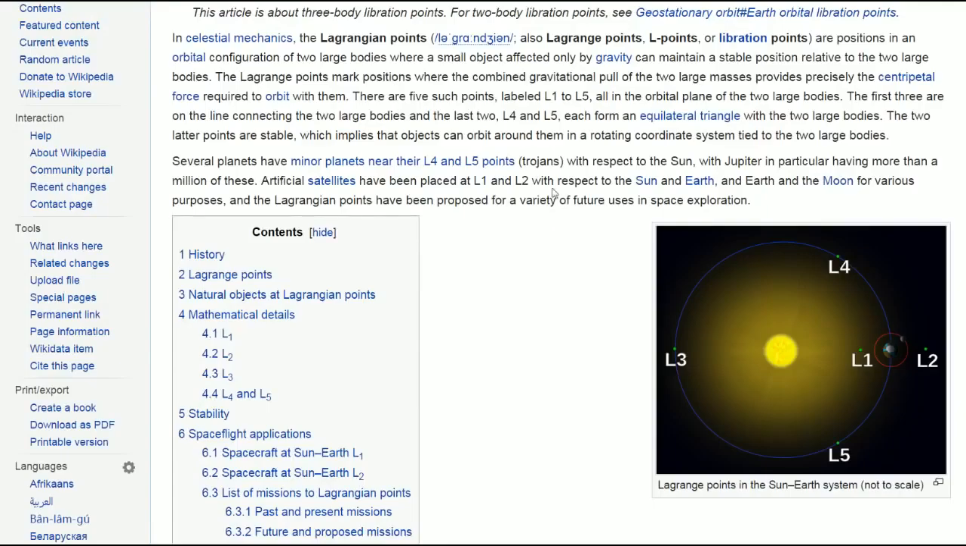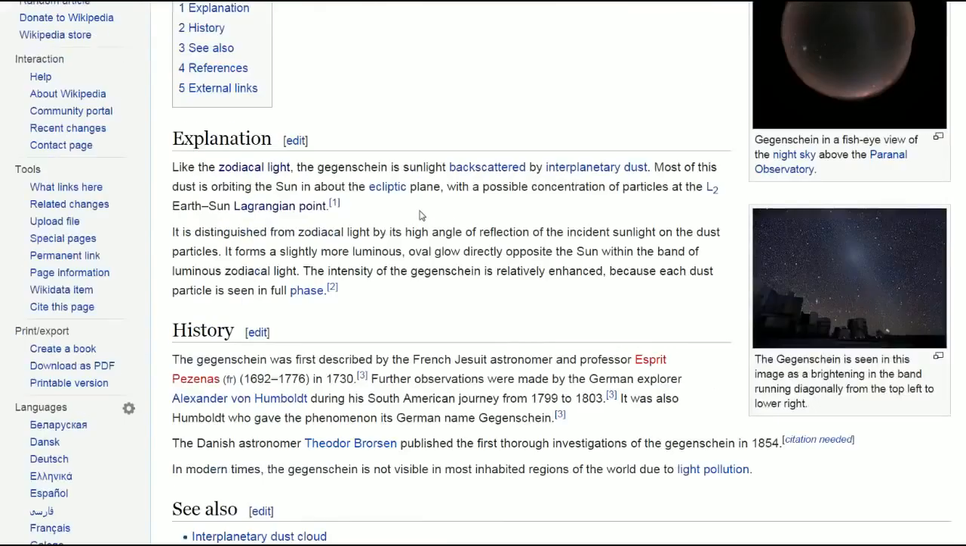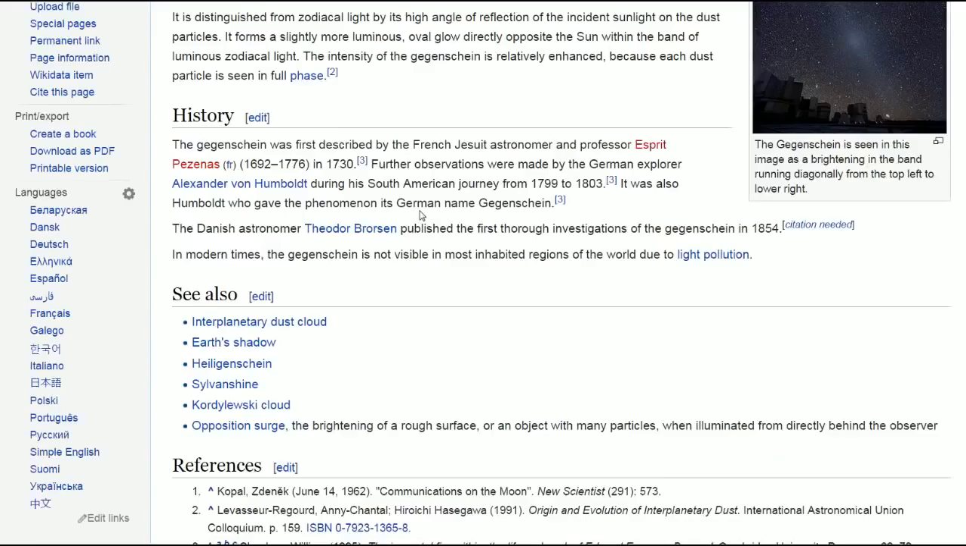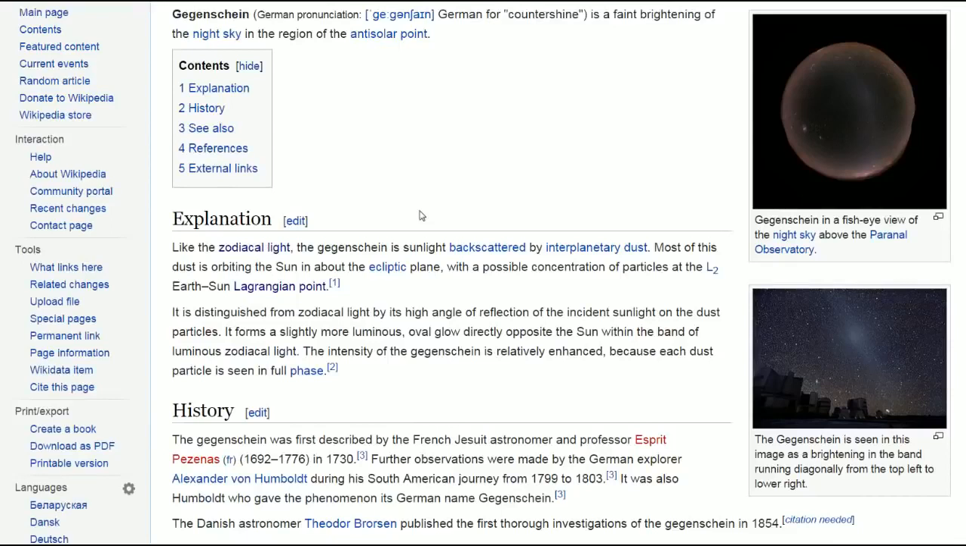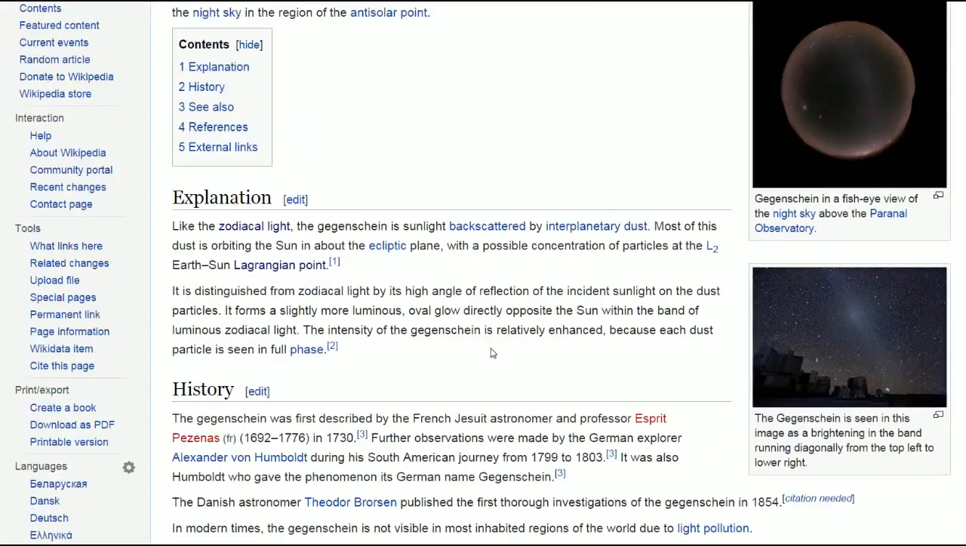And look at this Wikipedia page on the Gegenschein. Look how weak, look how anemic it is. This is all they have. If that is not indicative that they don't want people to know about the Gegenschein because it destroys a lunar eclipse in a heliocentric model, then I don't know what is. Okay, this is all they say.